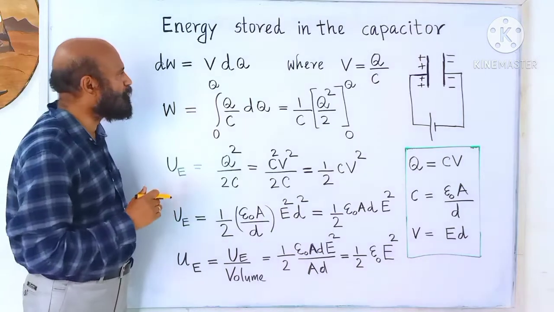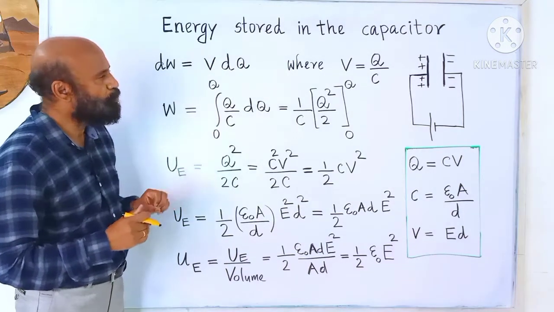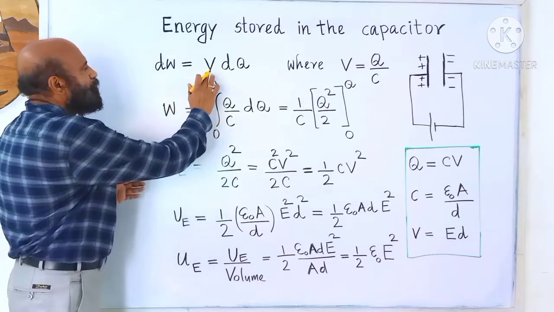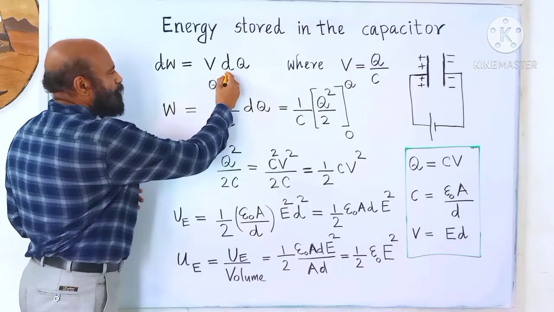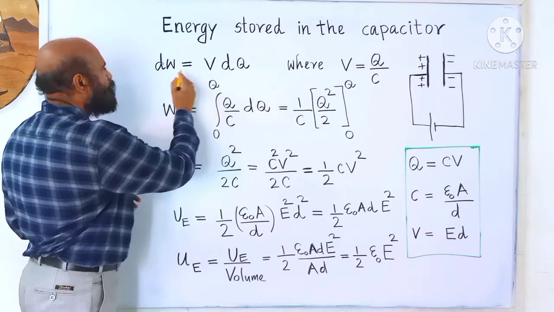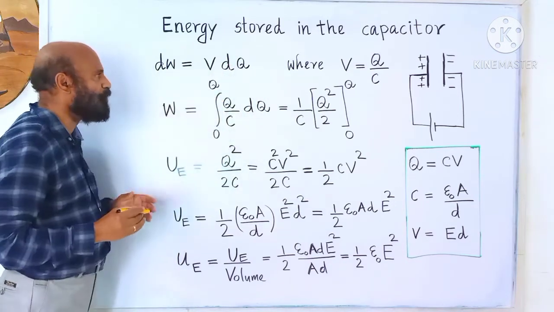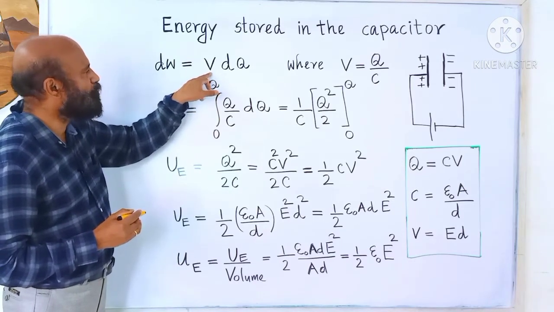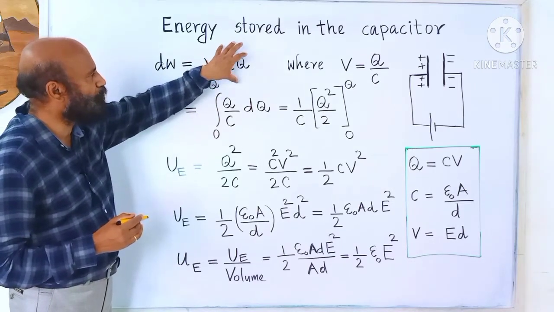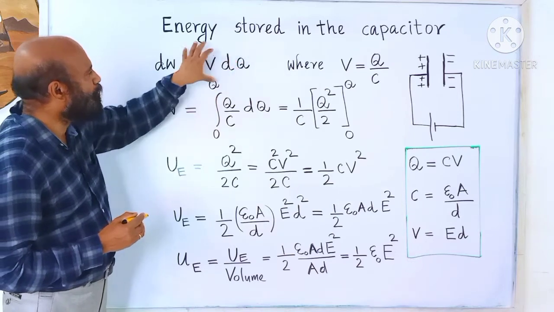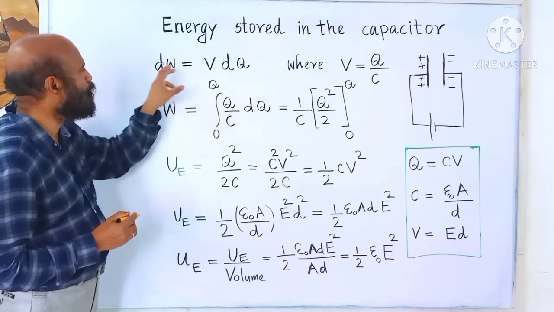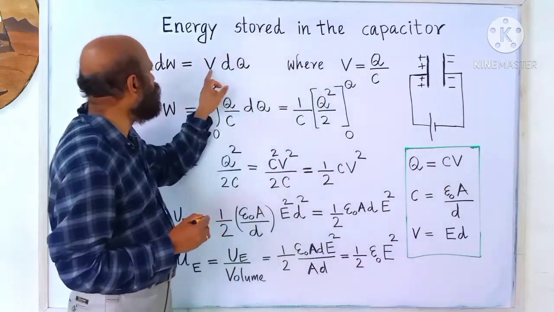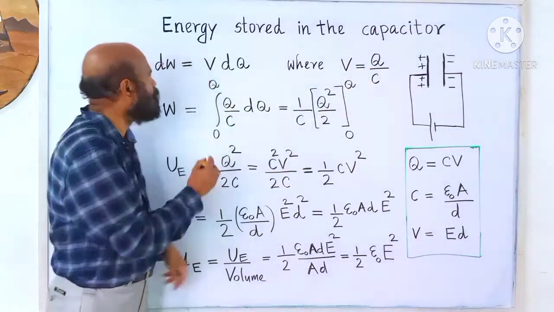So potential difference is the amount of work done to bring a unit positive charge. Now when you transfer a charge of dq, the work done is V into dq. This is for unit charge. So when you bring a charge of dq, work done is V into dq. Then Q is equal to CV, so for this V, you can write Q by C.